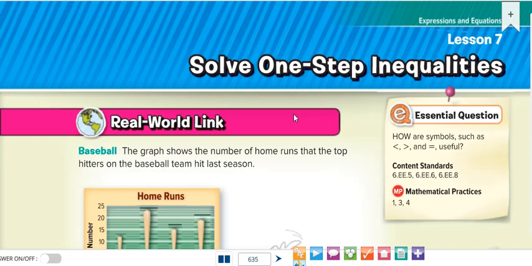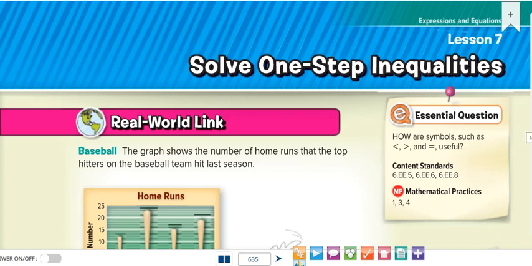Today we will continue studying chapter 8 and the lesson I'm about to explain is lesson number 7. So be ready with your books, pens or pencils, and let's go. So the title of the lesson, Solve One Step Inequality. And you have taken an idea about inequalities in lesson number 5 and also in lesson number 6.